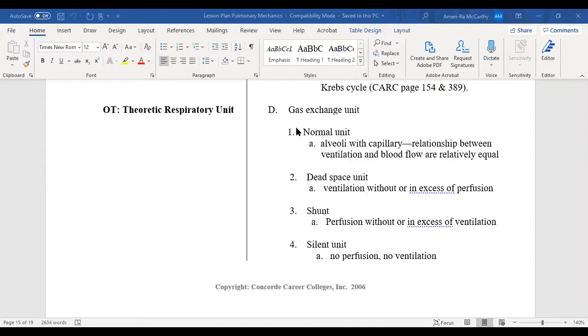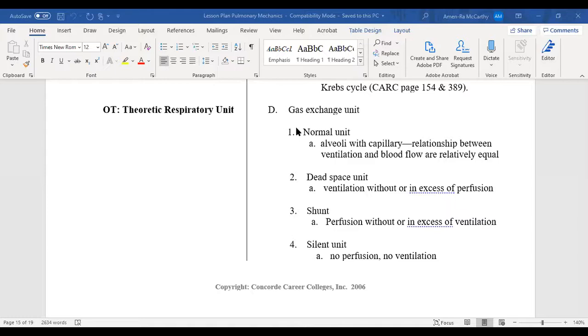Okay, so we have a dead space unit. It's when the alveoli is fully ventilated, but for some reason there's no perfusion. The capillary or the blood flow is not there. So that good old ventilation is wasted, okay? Wide open.